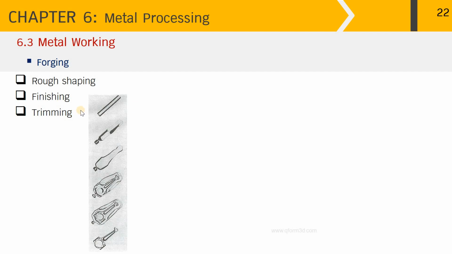For example, if we start with a bar metal that finally will produce the connecting rod that you can see down here, there are several steps of the forging that we have to go through. First is the rough shaping. That makes some of the metal over here flow towards the end, so that next step we can flatten the metal bar and provide larger section over here.